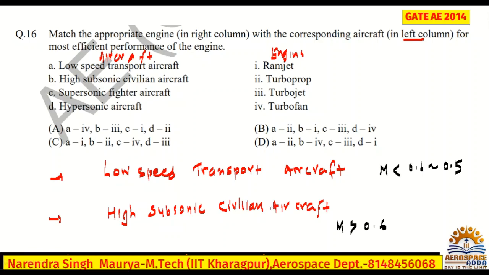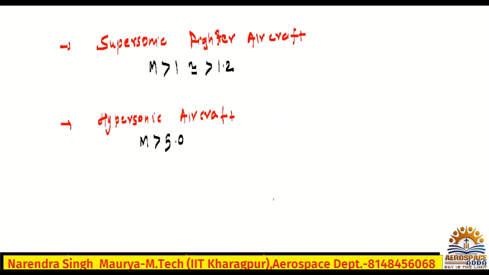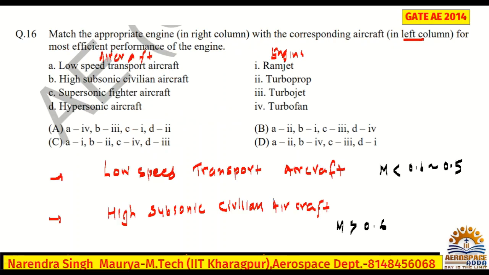Now, for ramjet, because in a ramjet we don't have any rotatory part, that ramjet engine will work for the hypersonic, because the options given are ramjet, turboprop, turbojet, turbofan. In turboprop, we have a propeller, right? This is the propeller, and this is the engine we have like this. This is the turboprop.